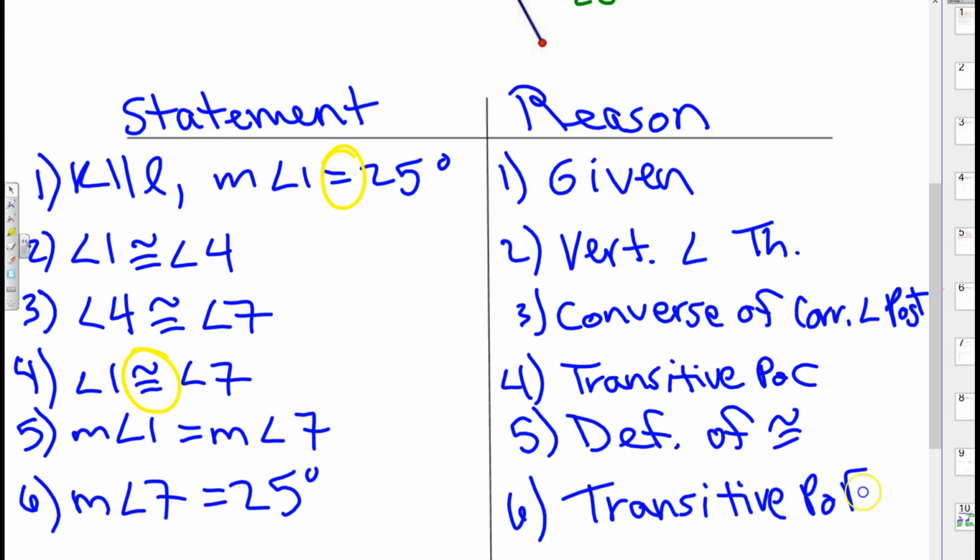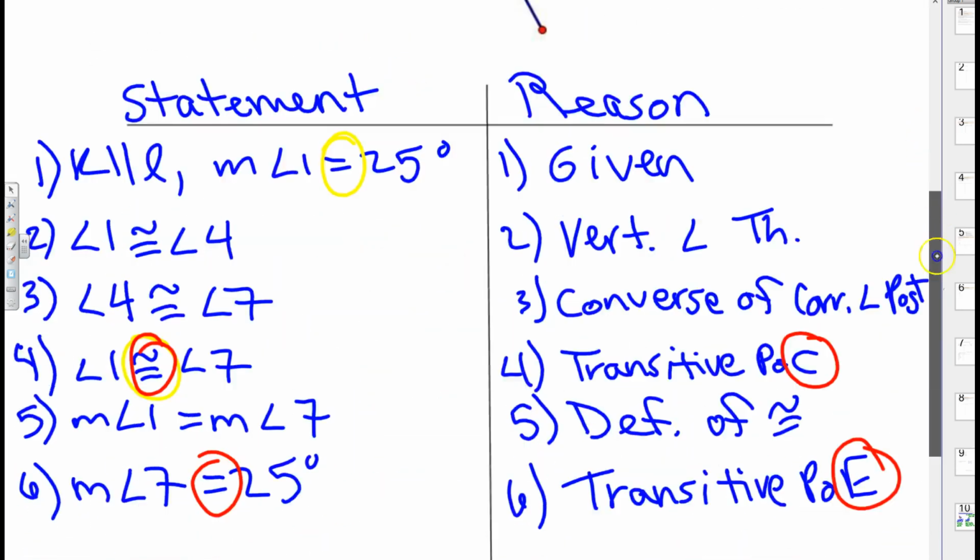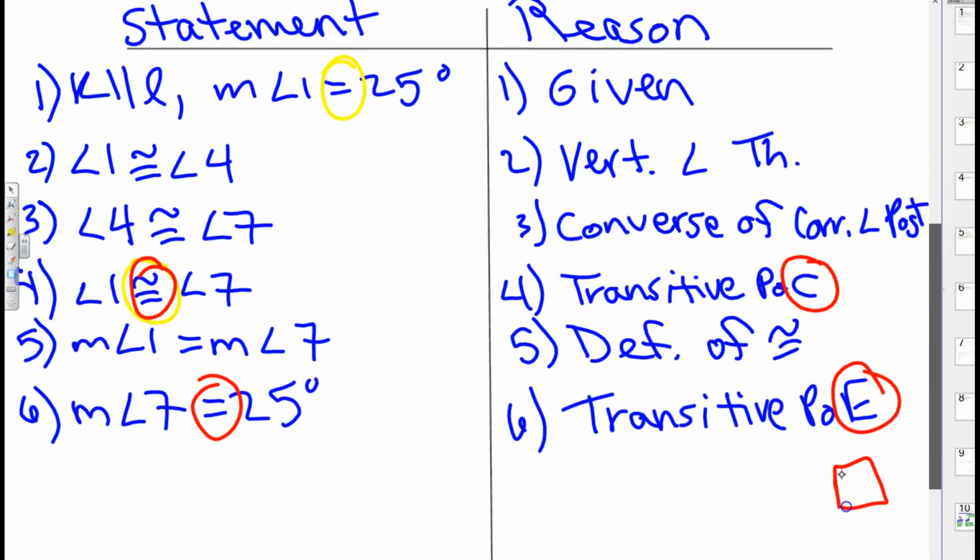Now, do you see how we got to match, right? I've got an equal sign, so I talk about equality, whereas up here I had a congruent symbol, so I talked about congruency. We always got to match our symbols, okay? And we're done with the problem. They asked us to prove that 7 is 25 degrees. We proved 7 is 25 degrees. We are done.